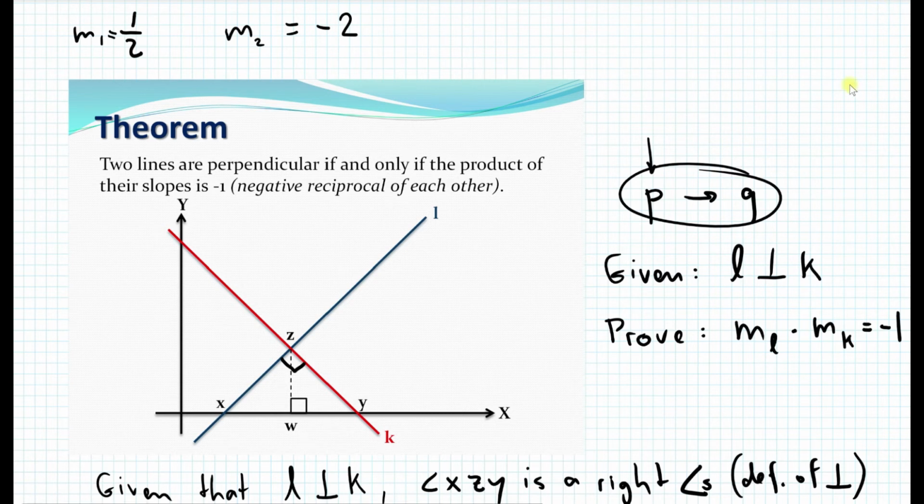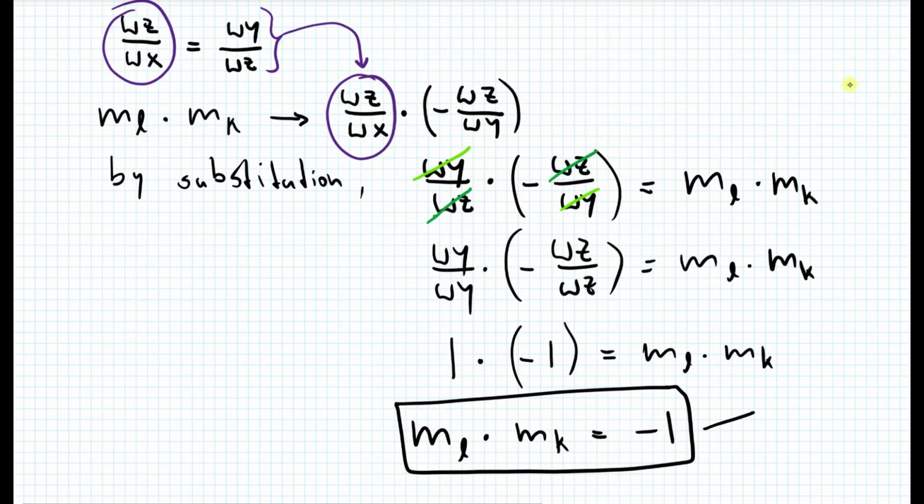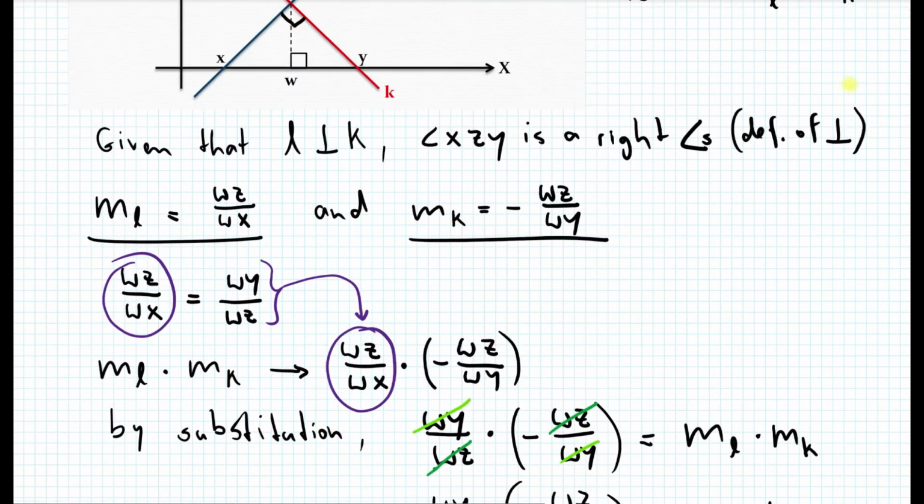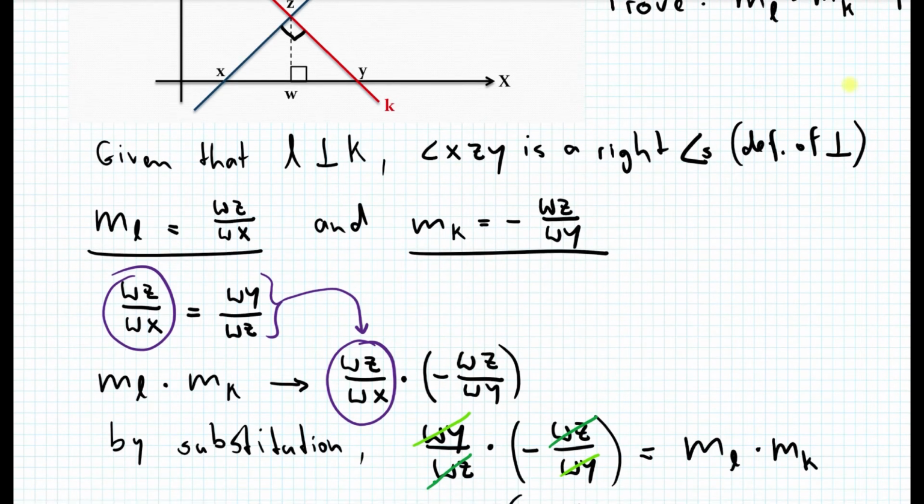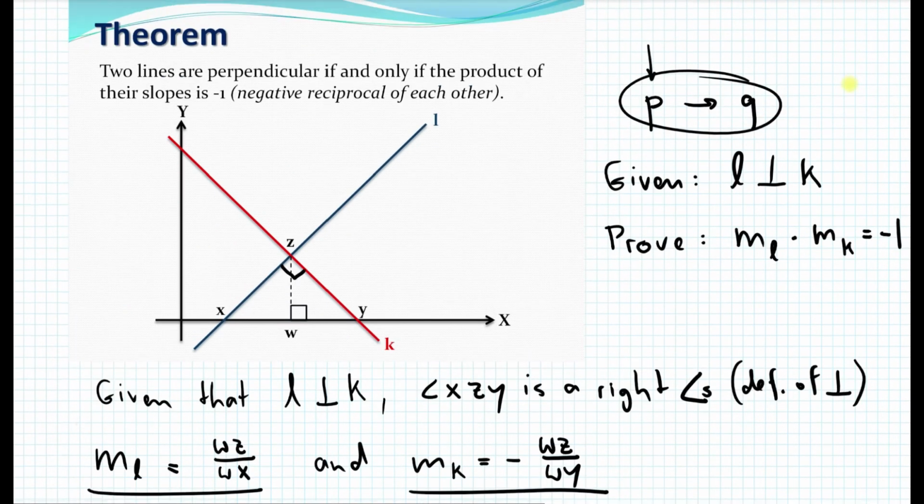Now, if you want to prove the converse of the conditional statement, you would have to work the other way around and assume that this is true, and then go back step by step, and at the end you would prove that L is perpendicular to K. But anyway, it is a biconditional theorem, and it's always valid.